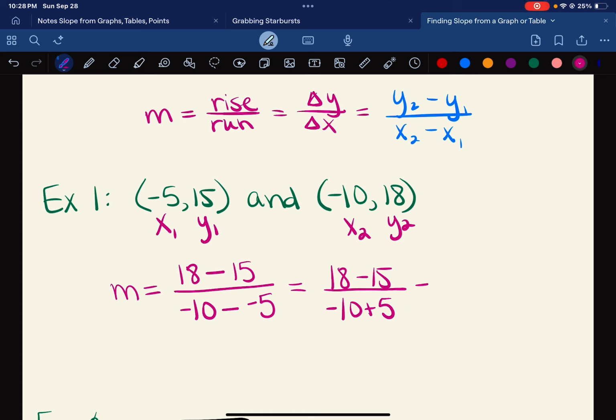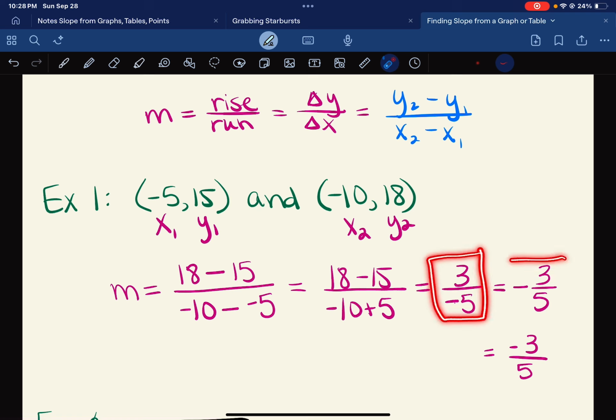Okay? And then 18 minus 15, that gives us 3. And then -10 plus 5, that gives us a negative 5. So our slope is 3 over negative 5. This is the same thing as saying a negative out in front, 3/5. Or you may have seen before, you can move that negative sign up to the numerator as long as your denominator turns positive. It doesn't matter where we have our negative. It can be written in our denominator, it can be written out in front, or it can be written in with our numerator, but only one negative value is allowed if your slope is negative.